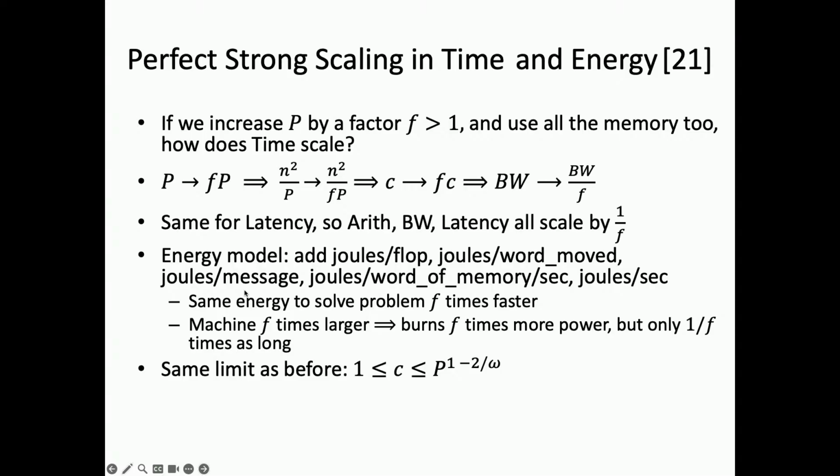And so all of that, and it turns out, you write down the model, I won't do the algebra, it takes the same energy to solve a problem f times faster by increasing the processors. So how could that be? I've just made my machine f times larger. So that means it's burning f times as much power, but it's only doing it 1 over f times as long. And so the f's cancel, and it's the same amount of energy. So that's perfect strong scaling in energy. And again, I have the same limit as before. I can't increase C beyond this limit and still get perfect strong scaling.